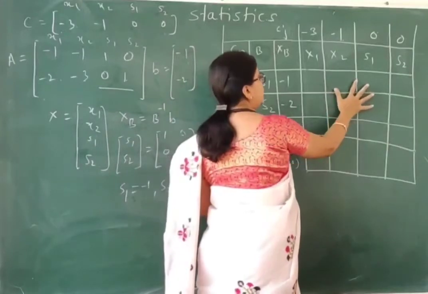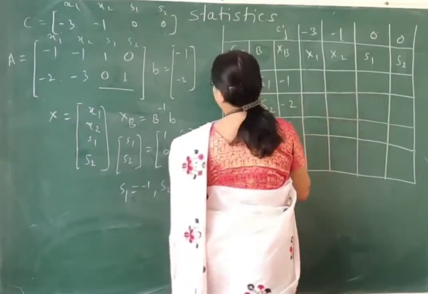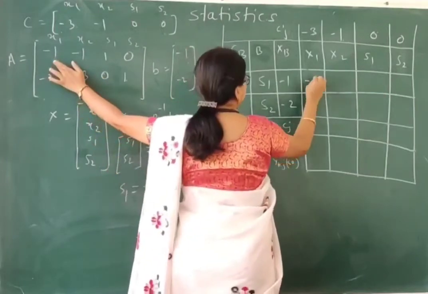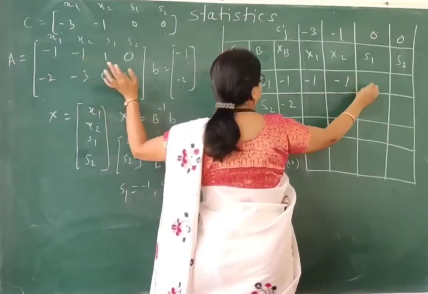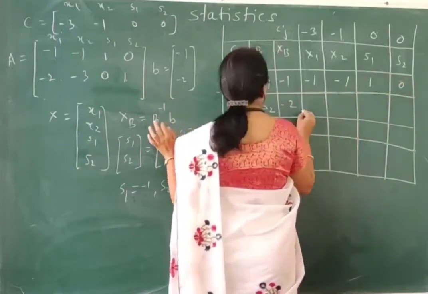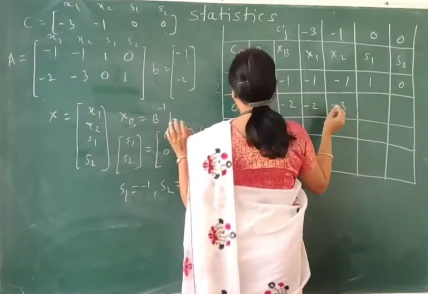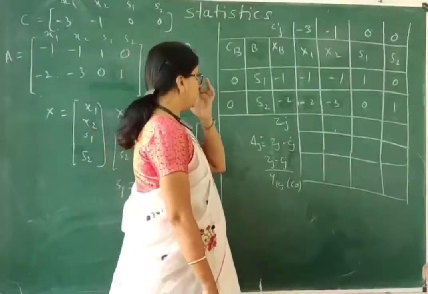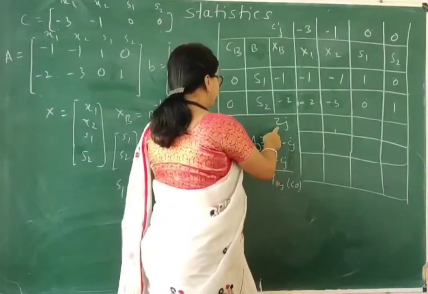Now, over here, we can place our A matrix. Matrix A, so that is this matrix. Let me write this: minus 1, minus 1, 1 and 0. Then minus 2, minus 3, we have 0 and 1. Fine. Now, let me find Z.